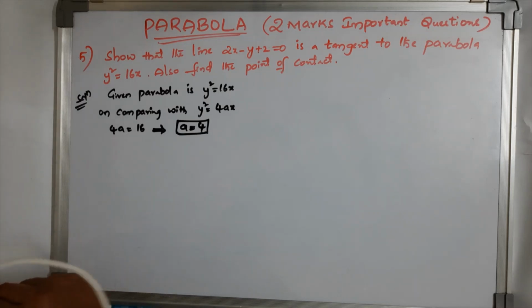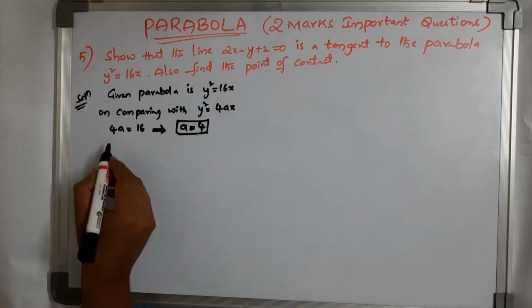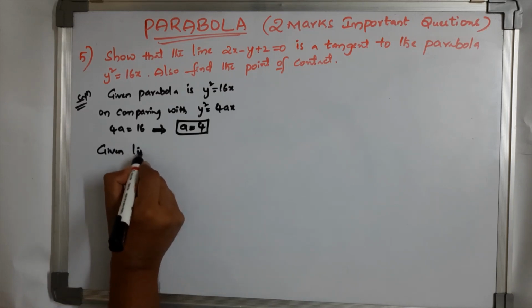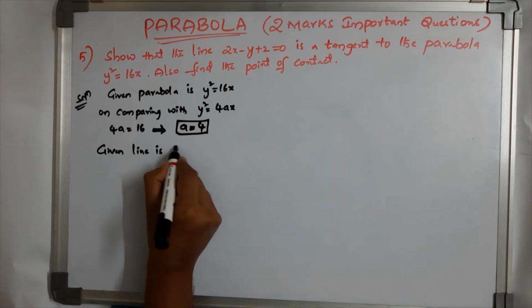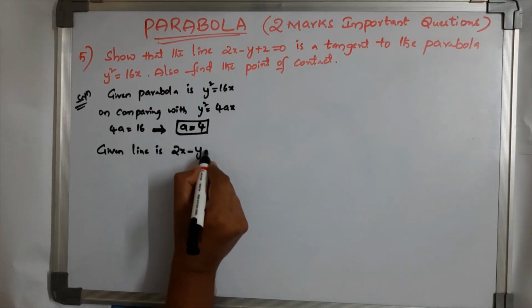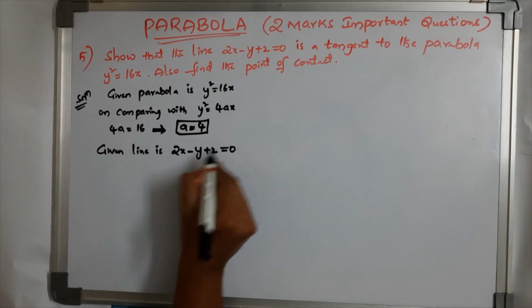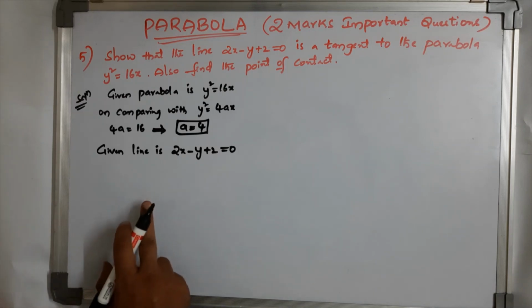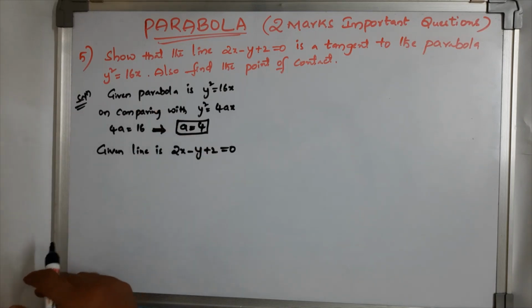The value of a is 4. Now the given line is 2x minus y plus 2 is equal to 0. We have to convert this line into y is equal to mx plus c.